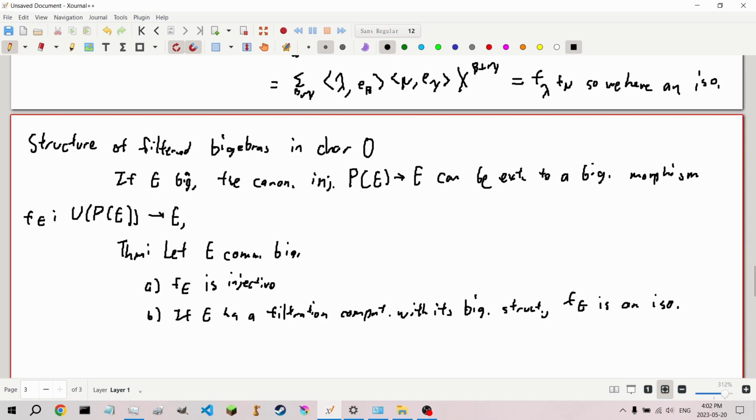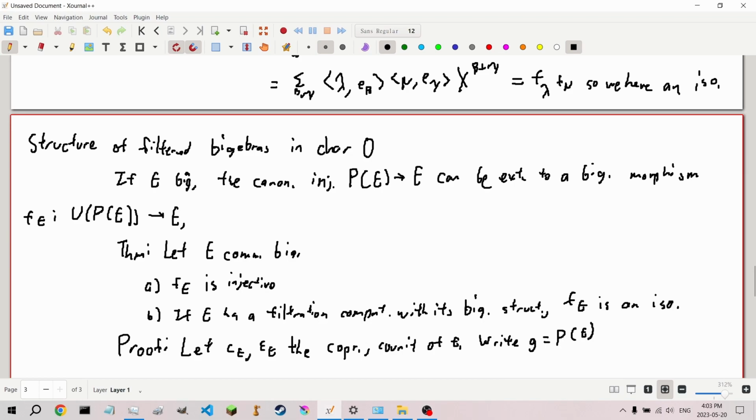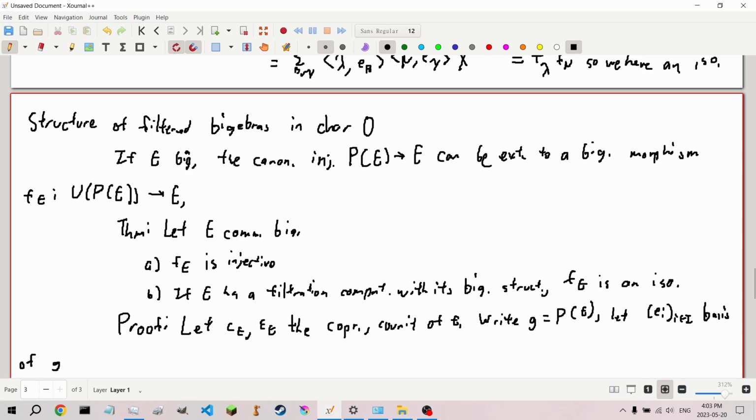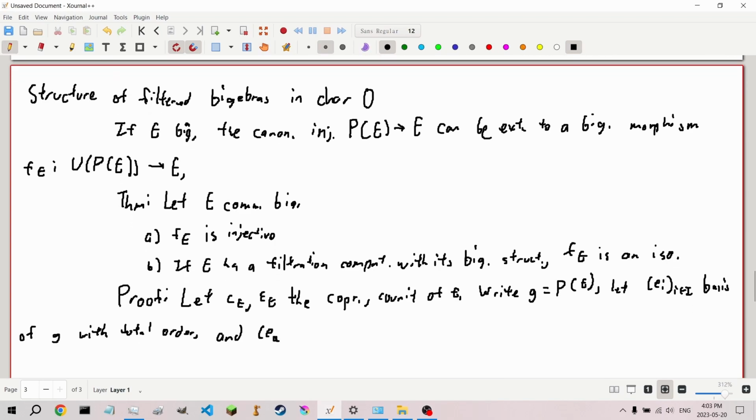So we're going to start things off by letting CE and epsilon E be the coproduct and counit of E. We're going to write G to be the primitives of E. Let e_i be a totally ordered basis of G as a vector space, and let e alpha for alpha in N indexed by I as before.